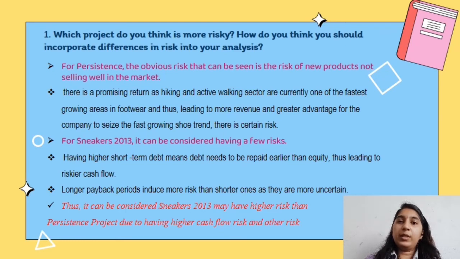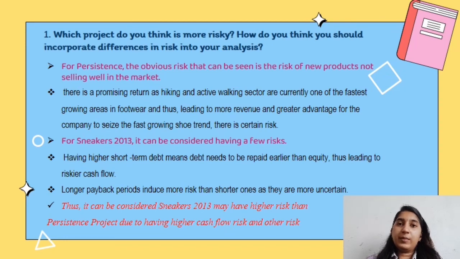Besides, the payback period of Sneaker is longer, at 5.1887 years compared to Persistent, which is only 2.5435 years. A longer payback period induces more risk than a shorter one, as it is more uncertain. This is because the longer it takes an investment to obtain its cash flow, the riskier it is that the investment will not make a profit. Since Sneaker is another running shoe in the same product line, it reduces sales of existing New Balance shoes, compared to Persistent, which does not impact sales of other shoes. Thus, there is risk in weighing the cost and benefit of undertaking the Sneaker shoe, which will impact other sales in the company. Thus, Sneaker 2013 may have higher risk than the Persistent project due to higher cash flow risk and other risks.